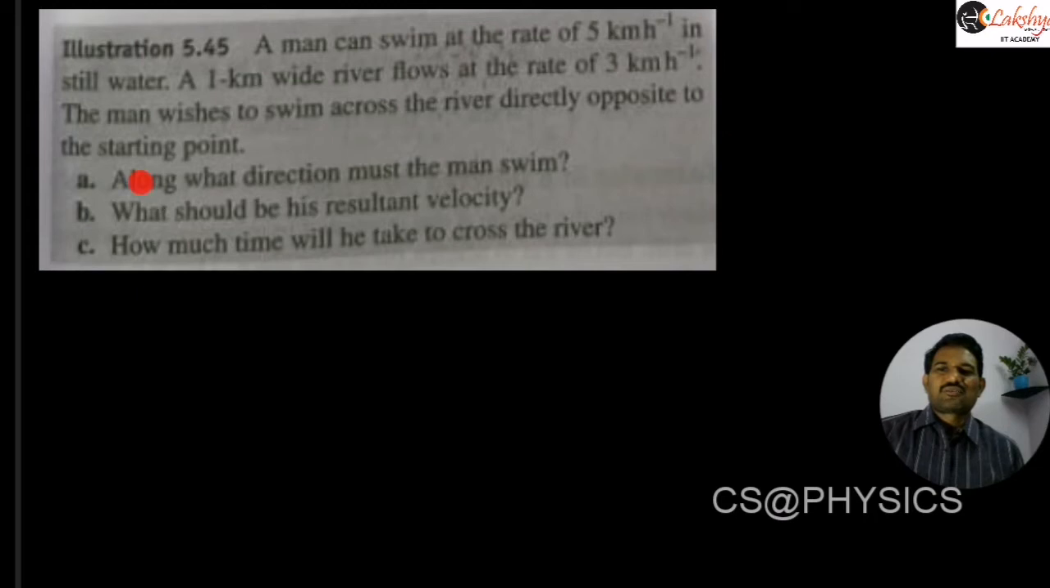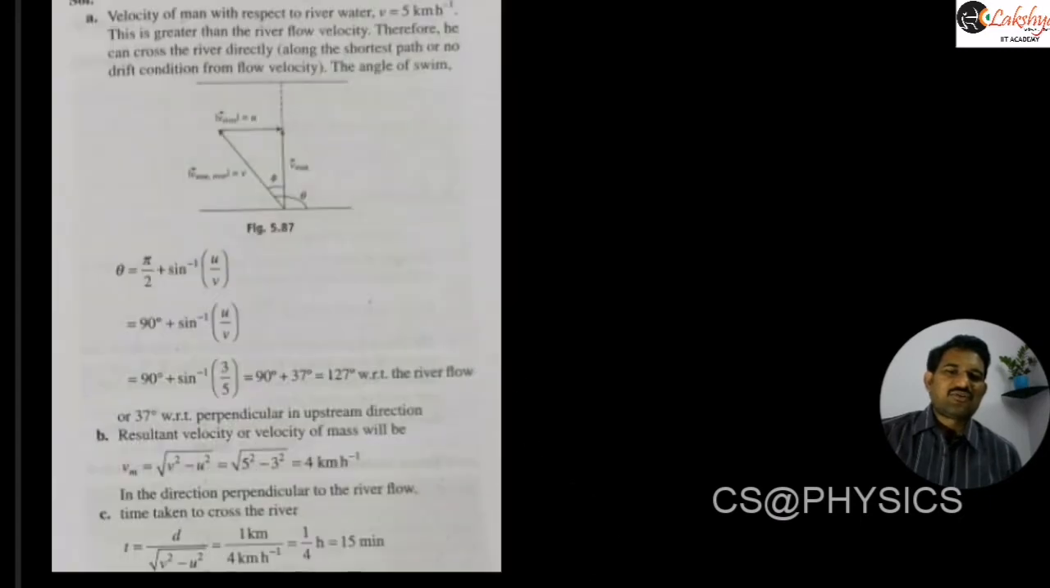Along what direction must the man swim, what should be his resultant velocity, and how much time will he take to cross the river? These are also like the previous formula-based questions, and you can directly solve this. Here they are additionally asking for the resultant velocity. The resultant velocity is nothing but the VB value you need to calculate here.